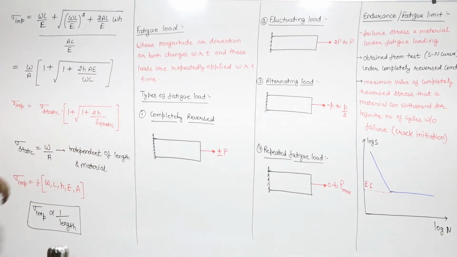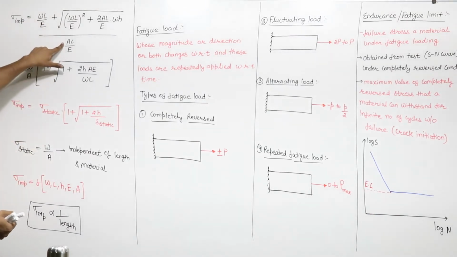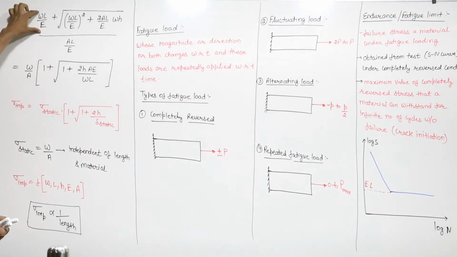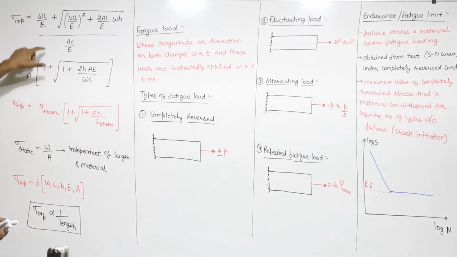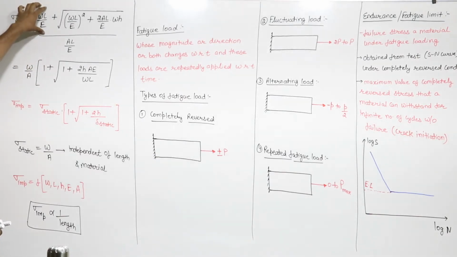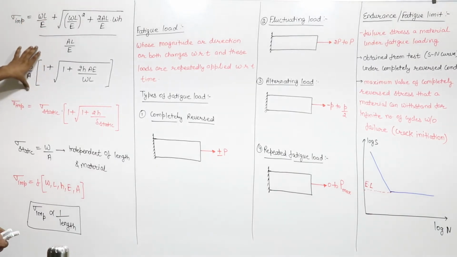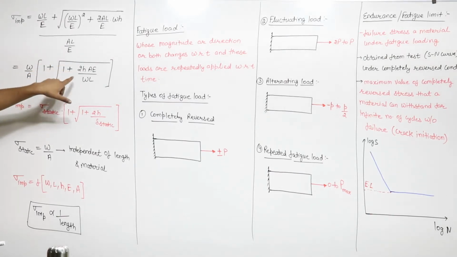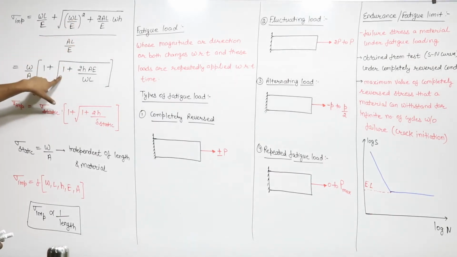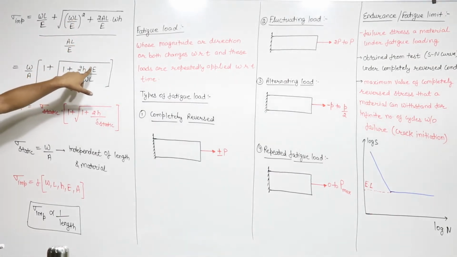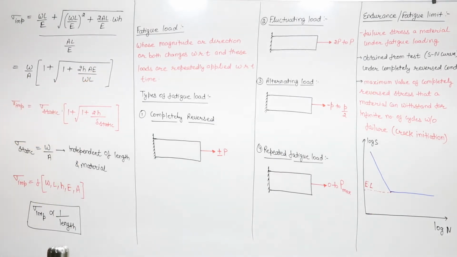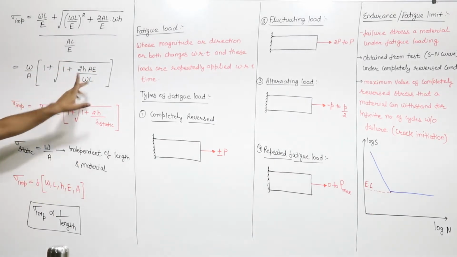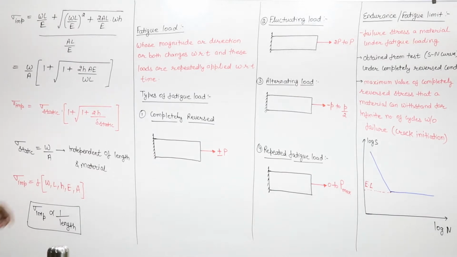So if I divide WL upon E by AL upon E, I am left with W upon A. Taking W upon A common, it is 1 plus under root of 1 square, that is 1, plus 2H AE upon WL. Right. If you solve this, the answer would be this: 2H into AE divided by WL.